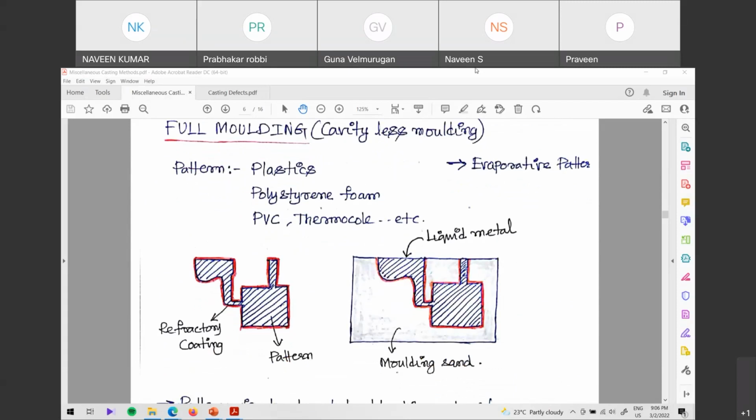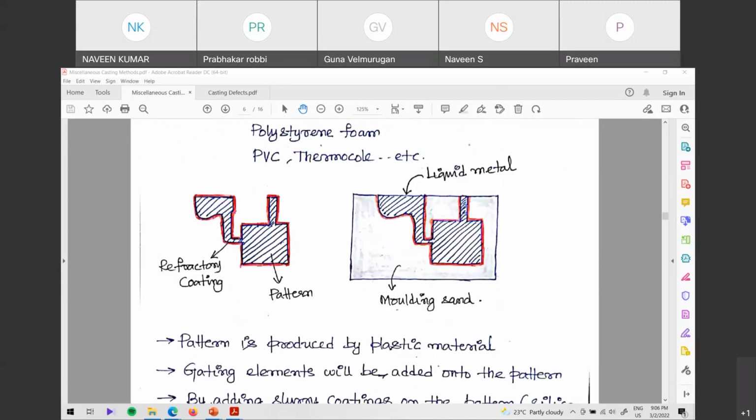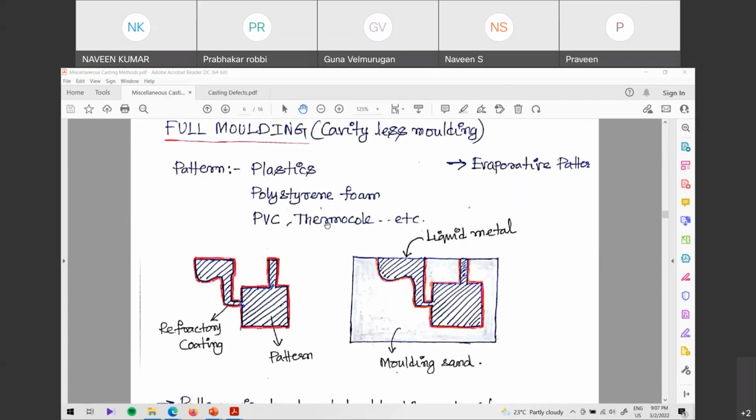Evaporative patterns in the sense, plastics, polystyrene foams, PVC, thermocol, all these things have very light density. Because of the light density, if you are pouring very high temperature material, the pattern will be evaporated because of the heat. Okay. So here what we are trying to do, we are putting the patterns. This is the pattern, and in the pattern itself, we are putting all the gating elements. This is your pouring machine, this is your sprue, this is your runner, this is your molding cavity, and this is your runner riser. All these things are attached and made in the form of a pattern, and this pattern is made up of these plastic light density materials.